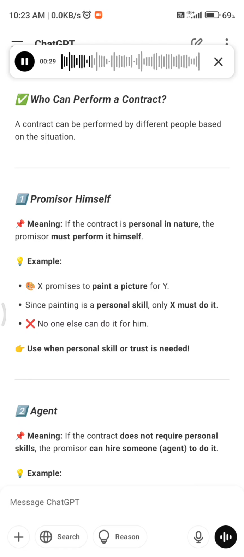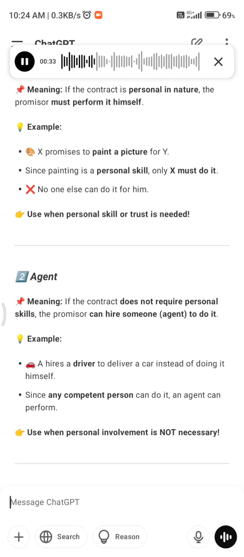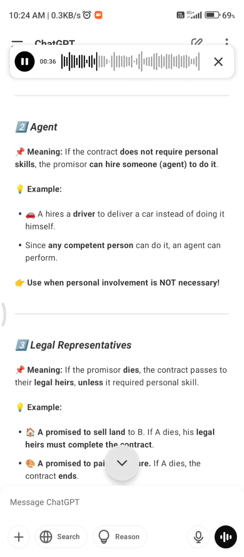2. Agent. Meaning, if the contract does not require personal skills, the promisor can hire someone, an agent, to do it. Example, A hires a driver to deliver a car instead of doing it himself. Since any competent person can do it, an agent can perform. Use when personal involvement is not necessary.